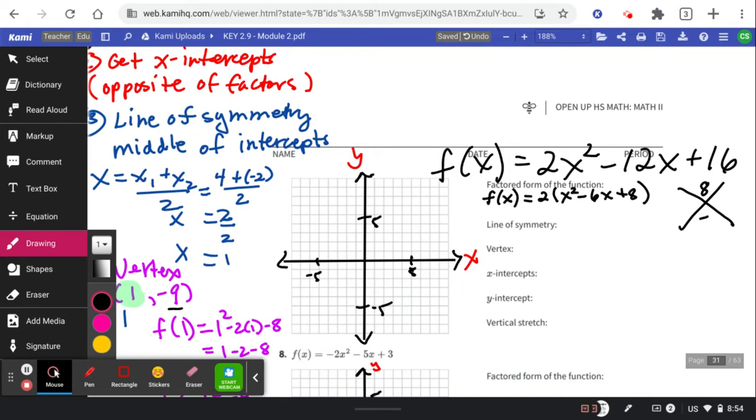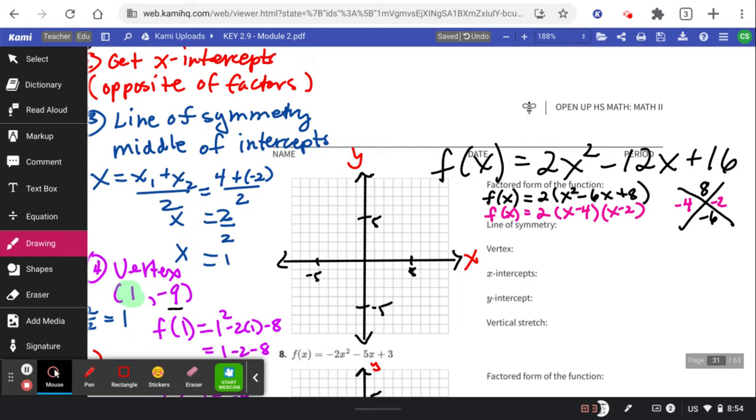And then we factor the back. What times what equals 8 and adds up to 6? They're both going to be negative. So my factored form has the GCF out front, the x minus 4, and the x minus 2.